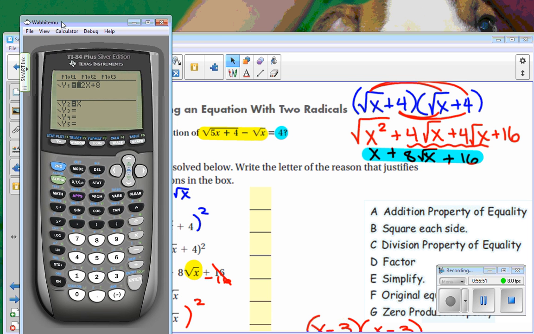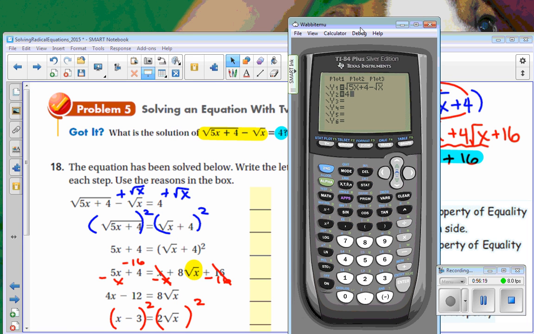Again, what's on the left goes on one side. Notice there are two radicals: the square root of 5x plus 4, minus another square root of x. On the left-hand side, you have y1. On the right-hand side, you have y2.